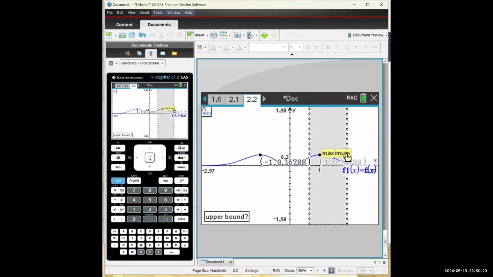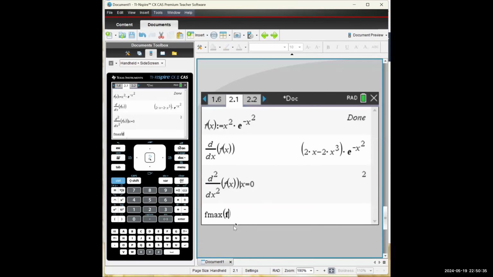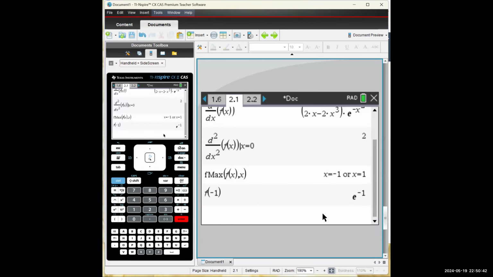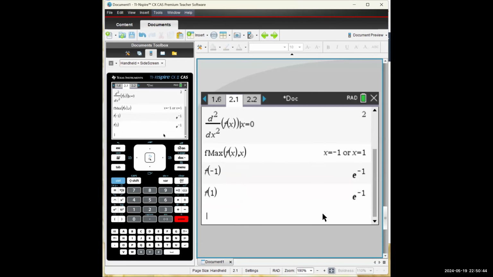Or you could try, let's say, the f max command. So let's come back. F max, f of x, comma x, x equals -1 or x equals 1. So f of -1 is e to the power -1. F of 1 is e to the power -1.